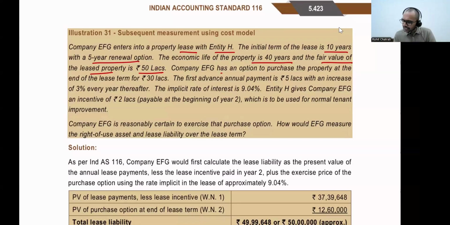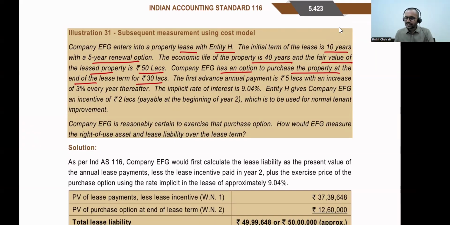Company EFG has an option to purchase the property at the end of lease term for an amount of rupees 30 lakhs. Now it is getting clearer that EFG is actually the lessee in this case, because EFG has an option to purchase the asset. Only a lessee will have an option to buy the asset. The lessor is the owner of the asset and will never have an option to purchase. The lessee is going to have an option to purchase. In this case, EFG is the lessee and entity H is the lessor.